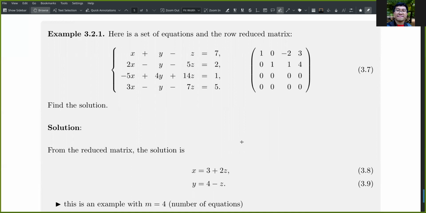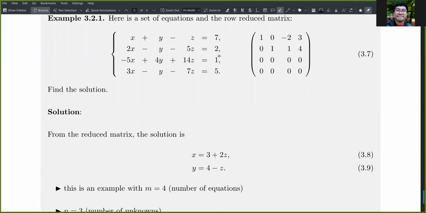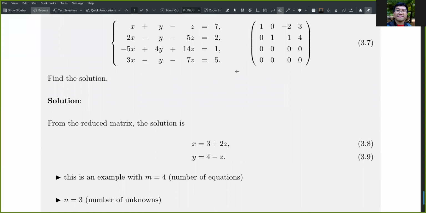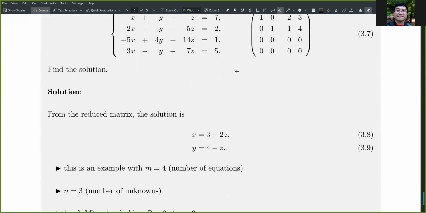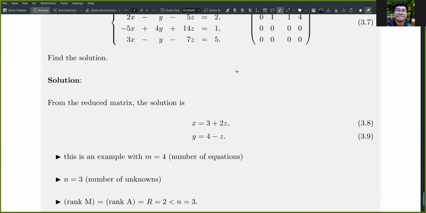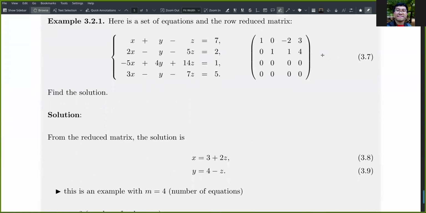For this example, you have m equations, so you have 4 equations, but there are 3 unknowns, so n equals 3. If you want to find the rank of M and rank of A, A would be the augmented matrix. This is the row reduced form of the augmented matrix, and this has two non-zero rows. These rows are all zero, so the rank of A is equal to 2.